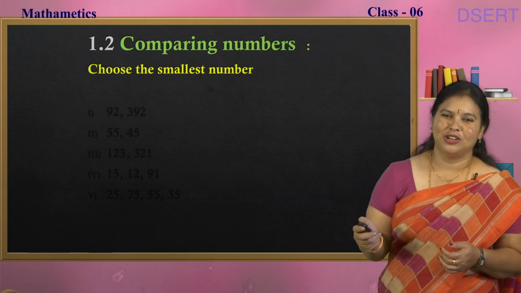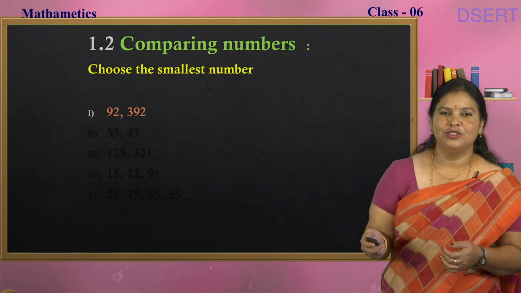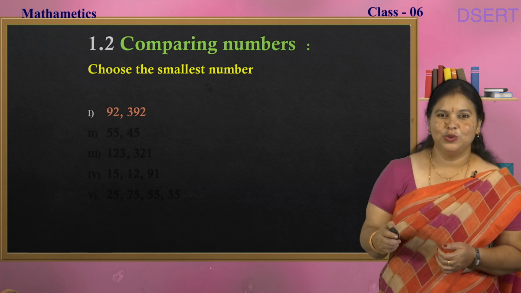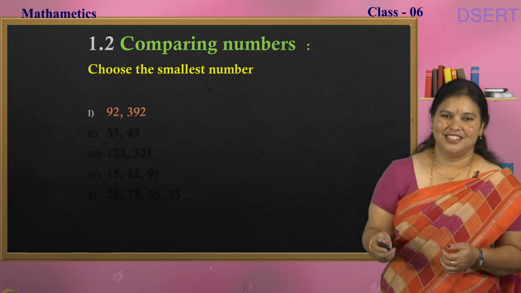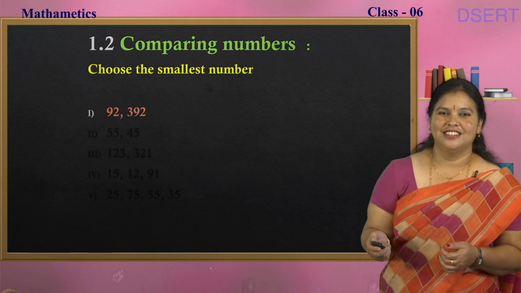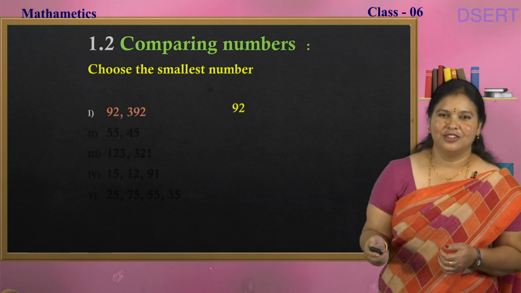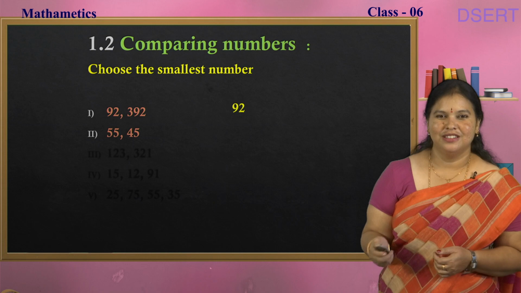Let's choose the smallest number here. I have given two numbers here, 92 and 392. You have to choose which one is the smallest number here. Yes, you guessed it correctly. It is 92. Okay, let's see the next example.